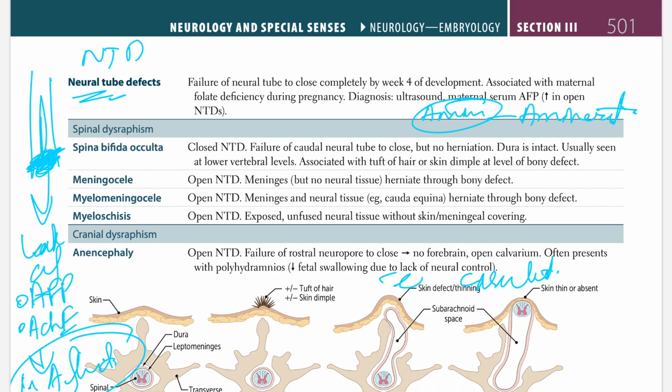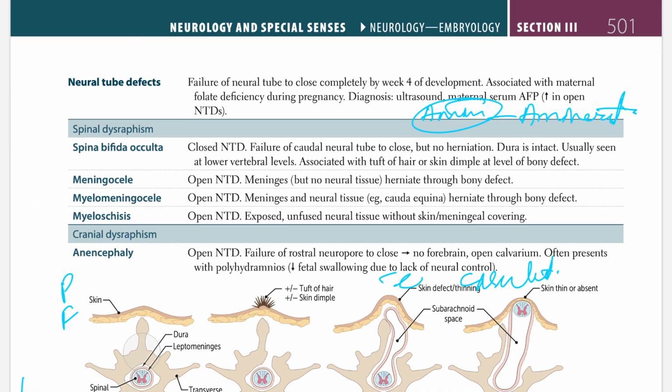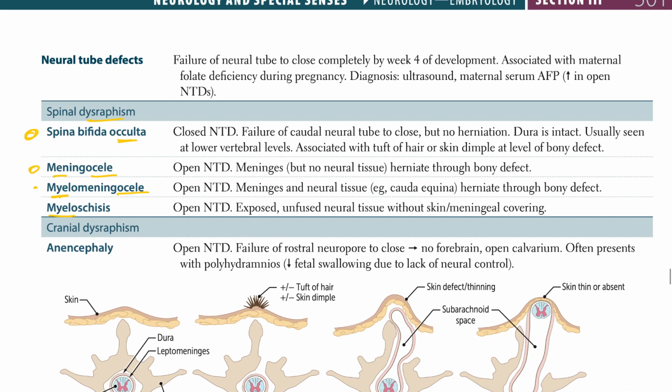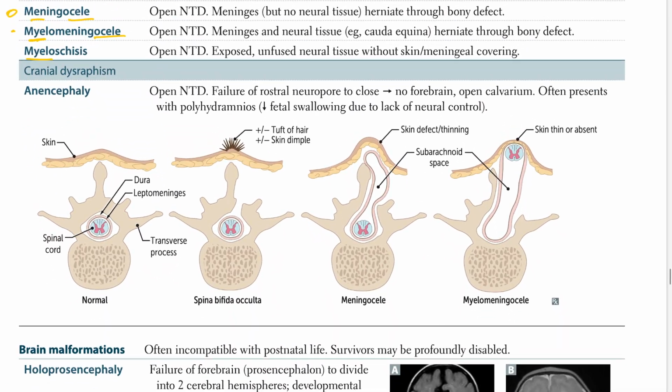And that's the whole thing. So now let's look at what diseases it can cause. We have the spinal dysraphism. In simple words, we have spina bifida occulta, meningocele, myelomeningocele, and myeloschisis. Let's take a look at this picture.